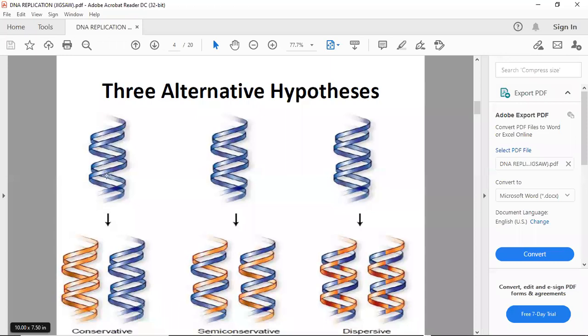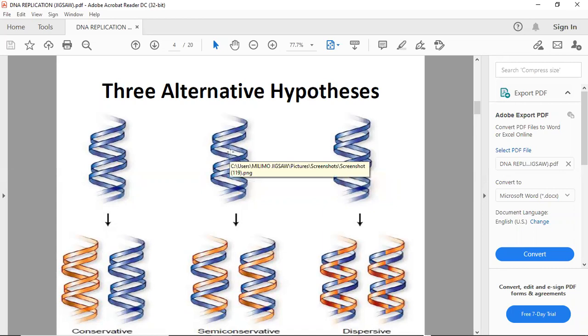Intact parental molecule. So you can see the parental molecule in blue there on top. And then according to the conservative hypothesis, this would result in an intact parental molecule, which is the blue down there. So this will remain intact. And then a daughter DNA molecule consisting of entirely newly synthesized strands, which is that other color in orange. And then we have the semi-conservative alternative hypothesis.